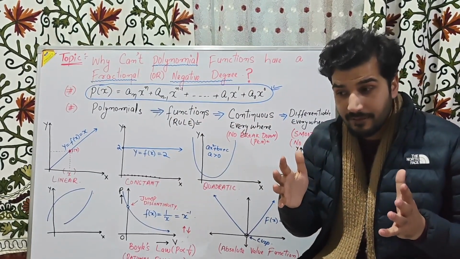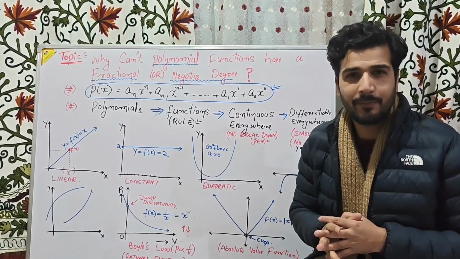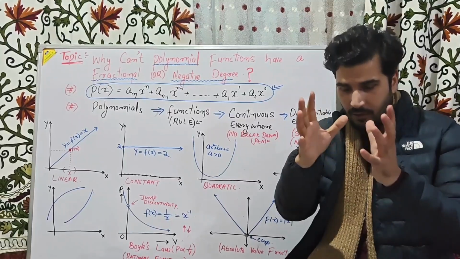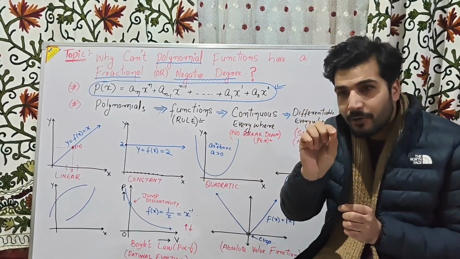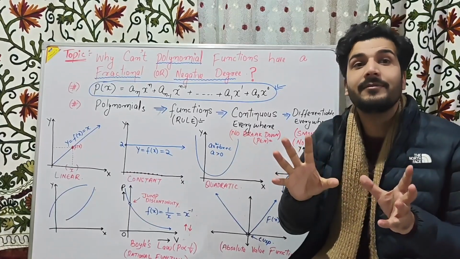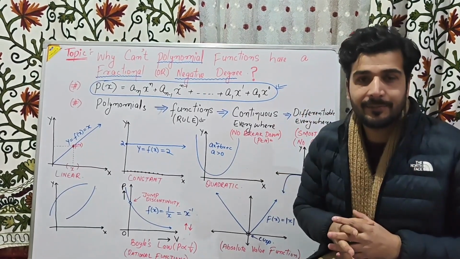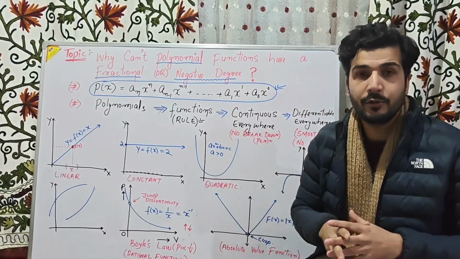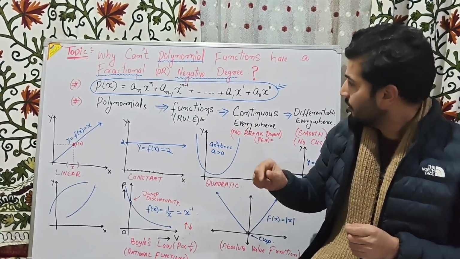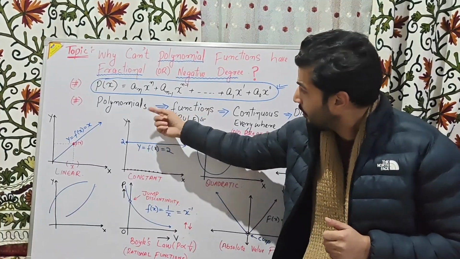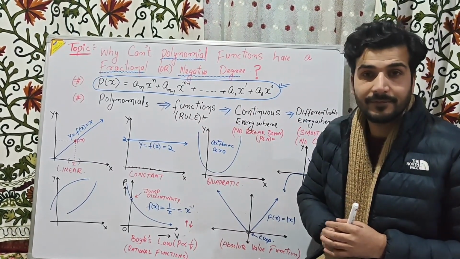A function is a rule, or we can say a set of rules, in which there is a set of inputs and a set of outputs. Corresponding to each input, we will get an output, but that output should be unique. Uniqueness should be there. Every polynomial is a function.